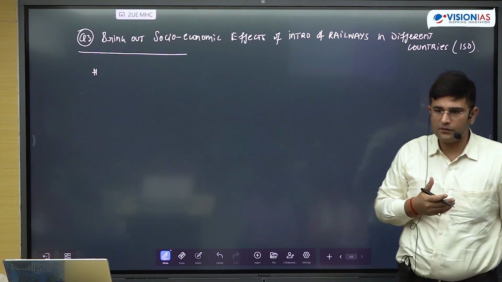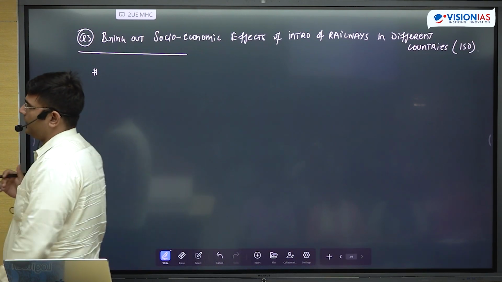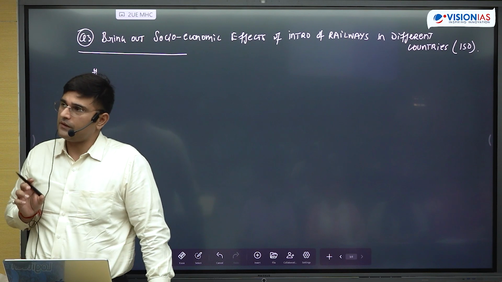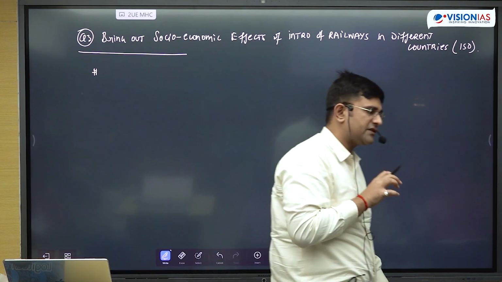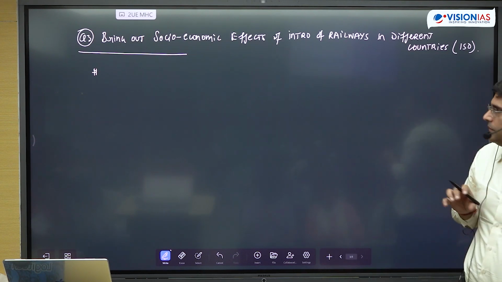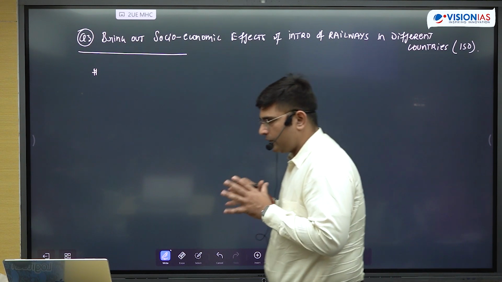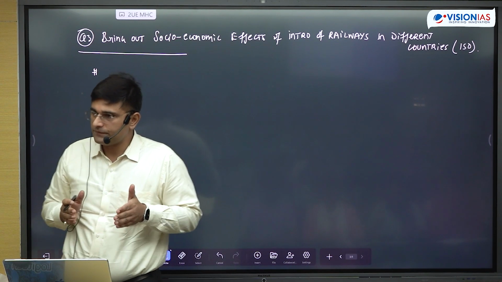right? If you look at the papers in the past 5-7 years, UPSC has asked about industrial revolution, UPSC has asked about impact of industrial revolution on India. So one of the subcomponents of industrial revolution was railways, right? So therefore I say, when I look at the UPSC paper or in general, interconnections are very, very important, right?